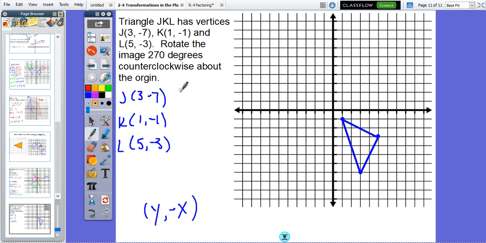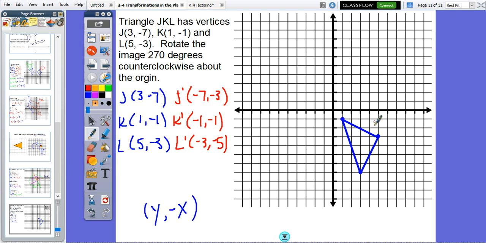All right, so now we're going to do that and have a new image. So we're going to have J prime, that's going to be at negative 7, negative 3. K prime, which will be at negative 1, negative 1. And L prime, which will be at negative 3, negative 5.